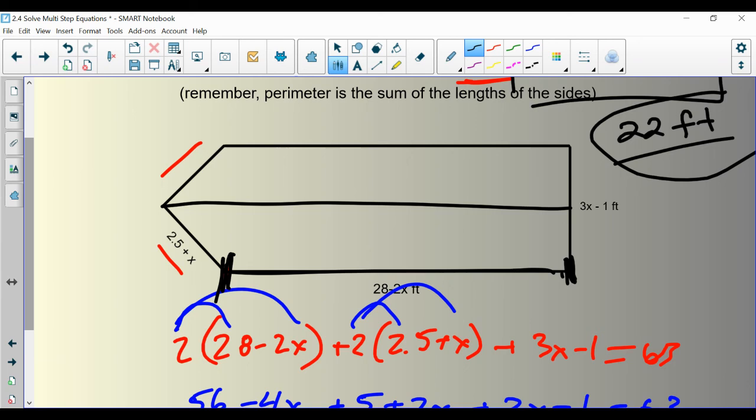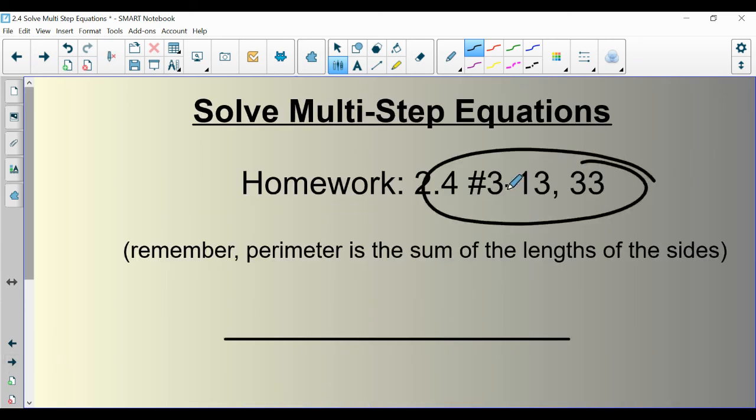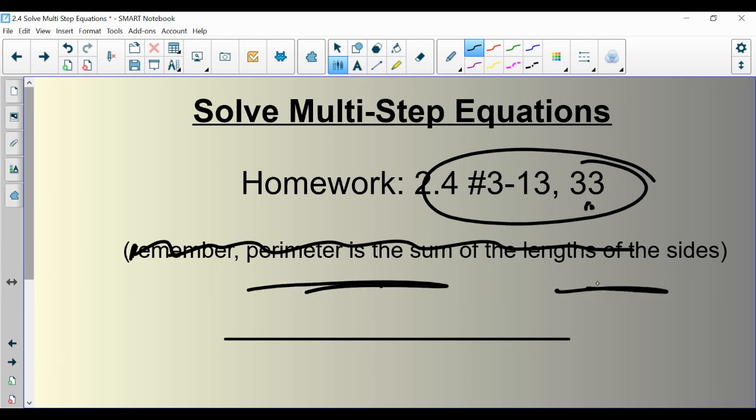That's all I have for section 2.4. Your guys' homework for the day is 3 through 13. And then number 33. 33 is, actually this still applies. 33 is the perimeter problem. Keep in mind, perimeter is the sum of the lengths of the sides. So let me know if you guys have any questions, and that's all I have for you today.